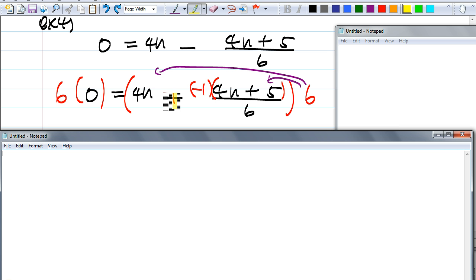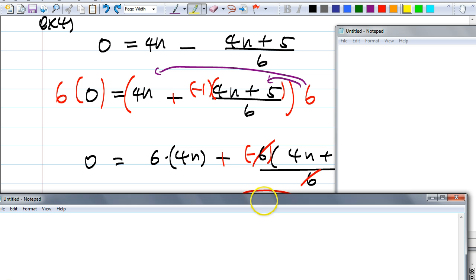Negative 24n? So 6 times 4n, I get 24n, right? Plus what? Now you have to multiply 6 with this term right here. But the 6 is cancelled out. We simply get 24n minus... Are you multiplying 6 with 4n and 5? But we have 6 on the denominator, right? The 6 cancels out. So guess what? We just simply get 24n plus exactly negative 4n minus 5. Isn't that right, guys?